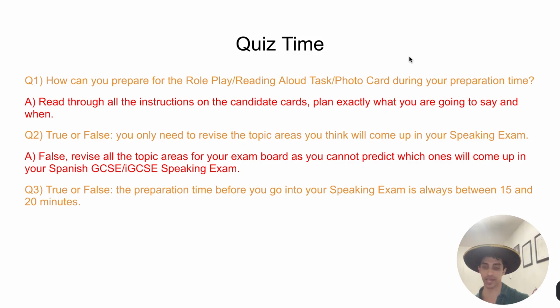Okay, now question 3 is also true or false. And this is on the preparation time. So the preparation time before you go into your speaking exam is always between 15 and 20 minutes. So what is the duration of the preparation time just before you go into that speaking exam? This is something that was mentioned, so try to recall this. I'm going to give a little bit of time to think over it. Okay, let me show the answer then.